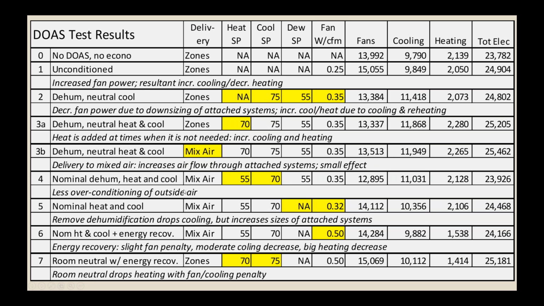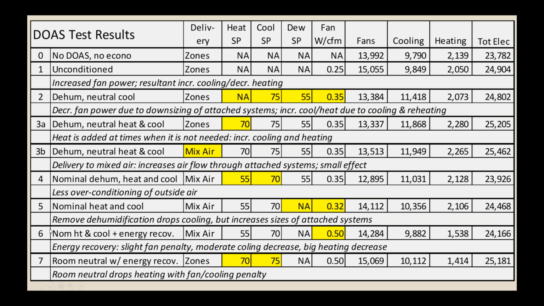The next case, instead of delivering the 70 to 75 degree air from the DOAS, we're delivering a broader range of 55 to 70. And as a result, there's less excessive overcooling or overheating by the DOAS. And you see all of the end uses go down; fans, cooling, and heating are decreased somewhat by that.